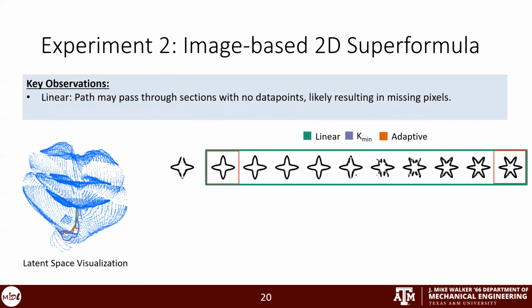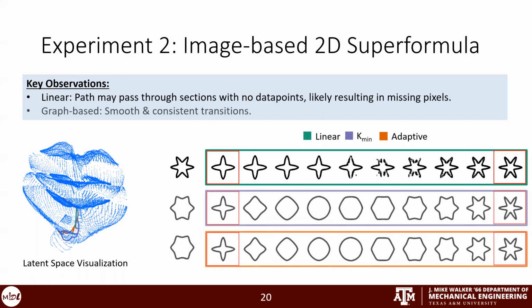Looking at the examples of results, we see that the intermediate linear interpolations do not preserve the shape and result in missing pixels during the transition. This is likely due to the interpolation path passing through sections of the latent space with missing data points. Both the graph-based methods show smooth and consistent transitions while preserving the shapes with no missing pixels.